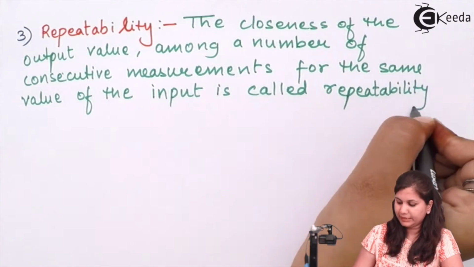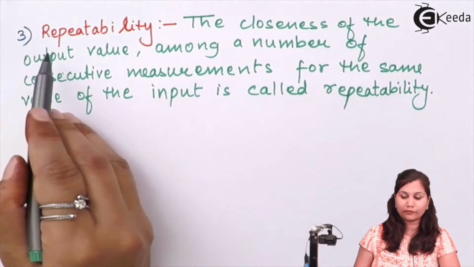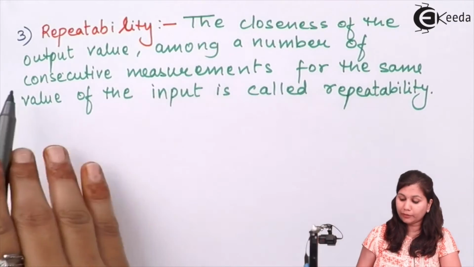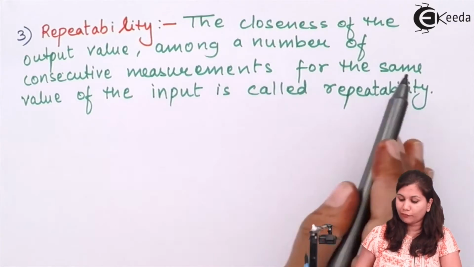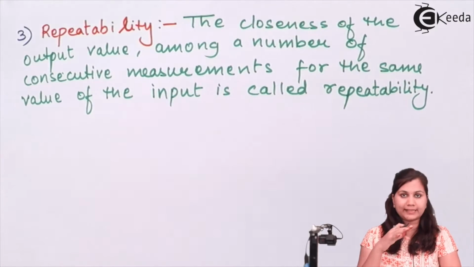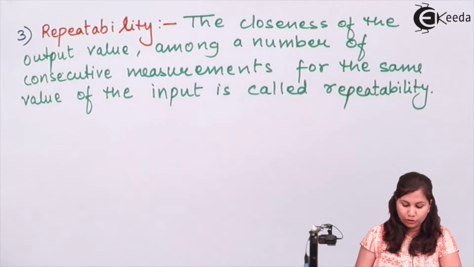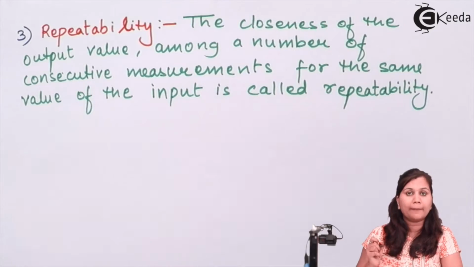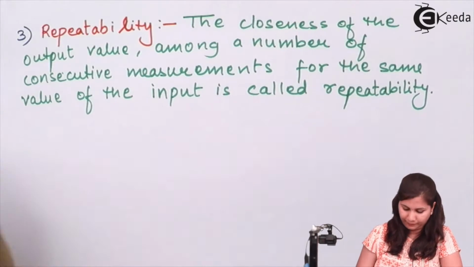Repeatability is defined as the closeness of the output value among a number of consecutive measurements for the same value of the input. Means we apply the same input and again measure the output value. How close the output values are to each other is called repeatability. What is expected from a transducer is that it should have better repeatability.